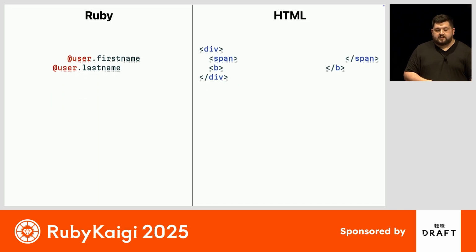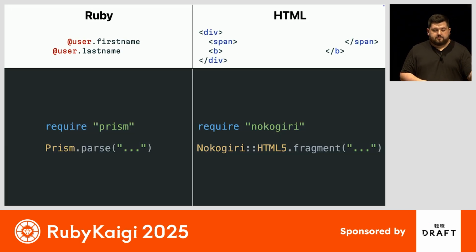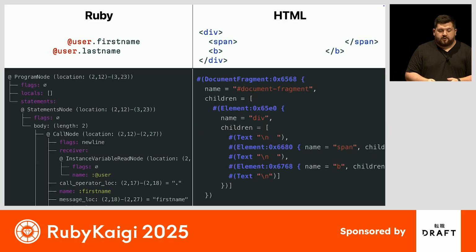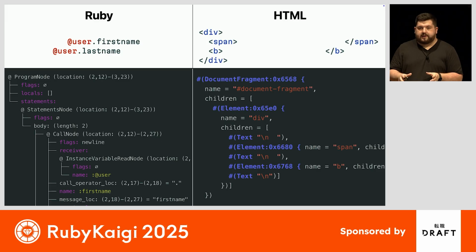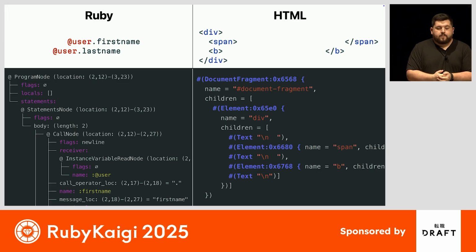Now, we could use this. We could use Prism to parse the Ruby parts. We could use Nokogiri to parse the HTML parts. And this would work, and we get the result back. But the problem is that we lose the context of where we have been interpolating the ERB inside the file itself. Another problem is that the output from the Nokogiri here doesn't include any location information.